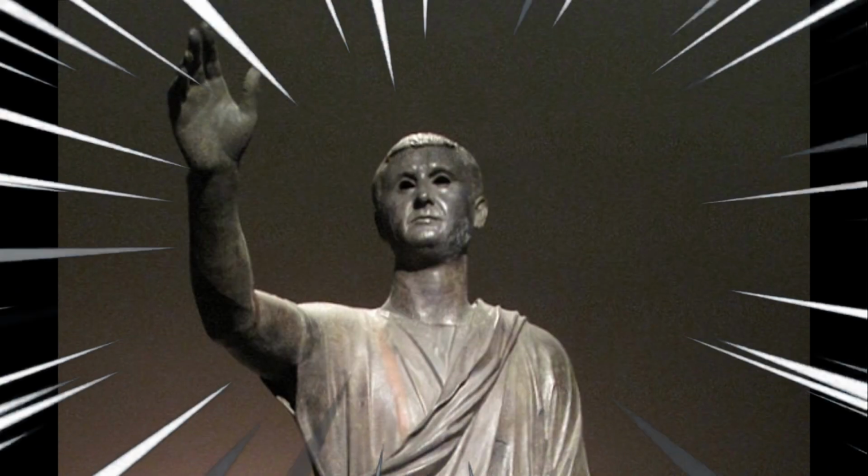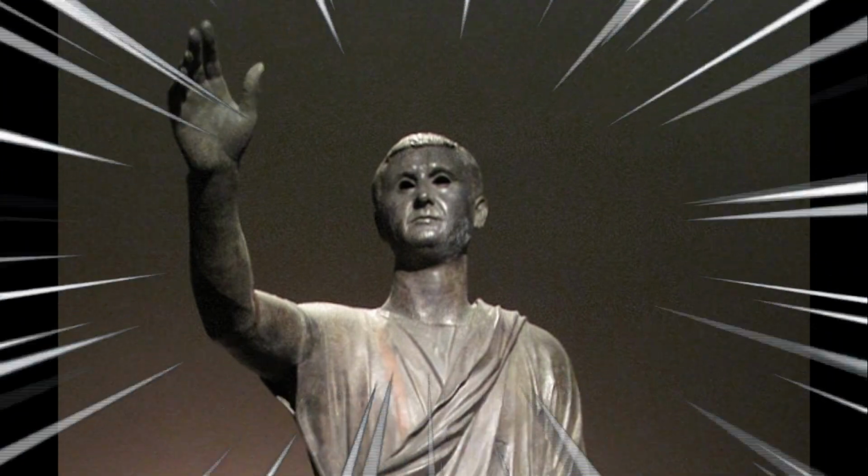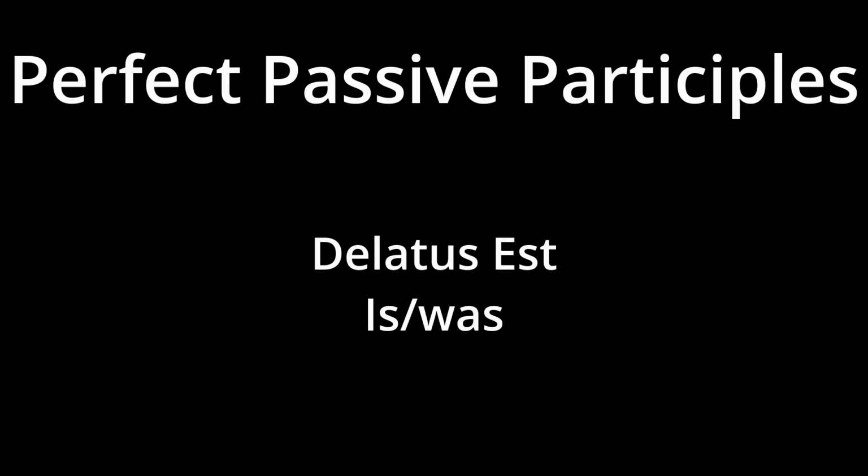Hold on, I hear you exclaim. We didn't translate the perfect passive participle like that in this sentence. It's translated almost exactly how it's written, with est as was and delatos as granted. Very true. This is because they can also be translated more exactly as the words are on their own, if that makes sense. You've got est for is, or really was, since perfect tense, and delatos as granted.